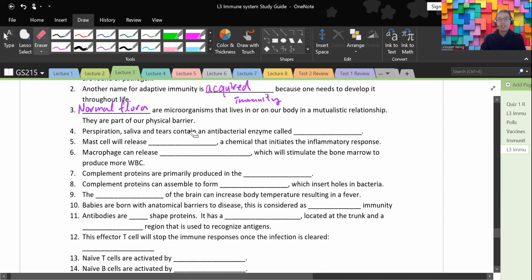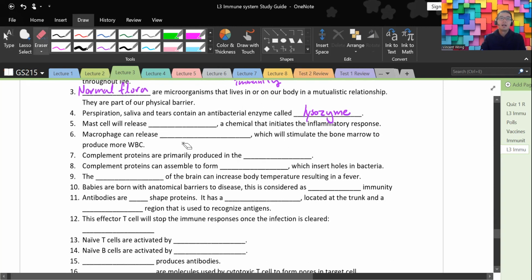Perspiration, saliva, and tears contain antibacterial enzymes called lysozyme. Mast cells will release histamine.